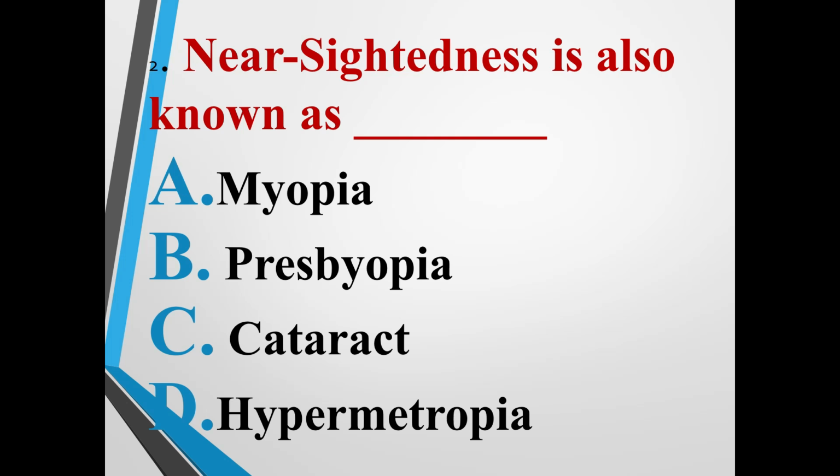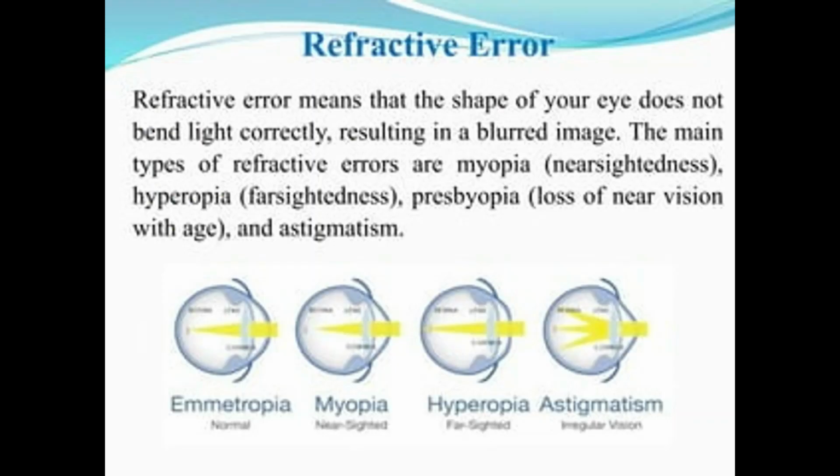Next question. Nearsightedness is also known as options: A myopia, B presbyopia, C cataract, D hypermetropia. Answer is A myopia. So nearsightedness is also known as short sight. So it is also known as myopia. So it is coming under refractive error.